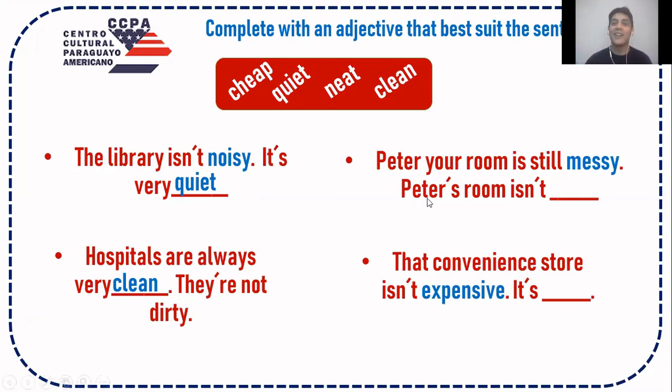Very good job. Peter, your room's still messy. Peter, your room isn't... So the opposite of messy is, very good, neat, right? So Peter's room isn't neat. And finally, the convenience store isn't expensive. So the opposite of expensive is, very good, cheap. Not too much money to pay for any items that you have there. Very good. For some items that they sell there, right? Very good job.